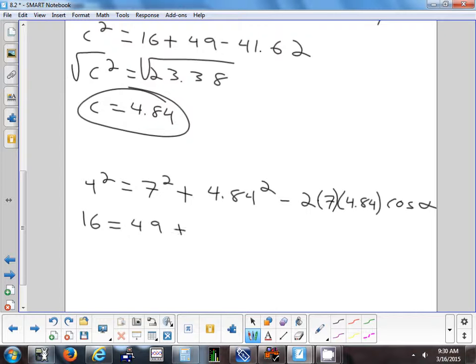Okay, 4.84 squared, we already know. It's 23.38. Minus 2 times 7 is 14 times 4.84. Anybody have that? 14 times 4.84? Just to 2 decimals? 67.76. Thank you.